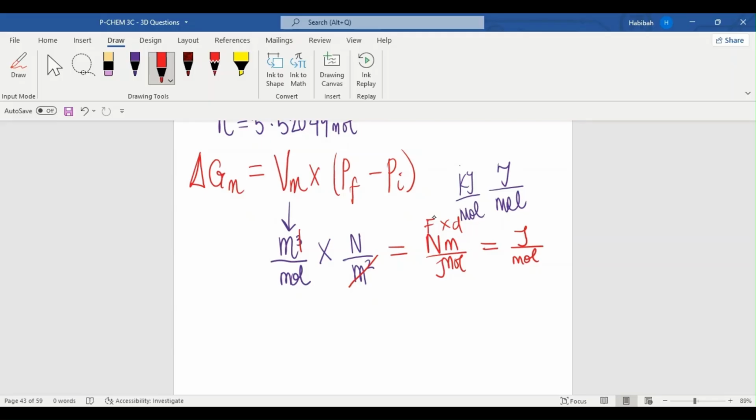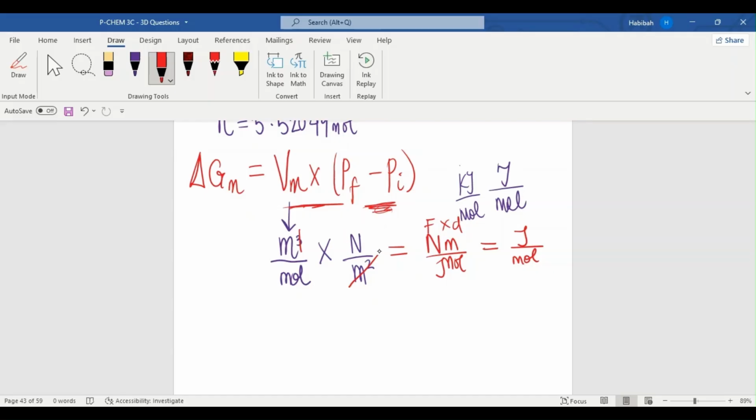What I'm telling you is that we have to convert our molar volume to meter cube per mole, as well as the pressure to be in Pascal or in Newton per meter square. It doesn't really matter. I'm just telling you that this is what we're going to use. So we're not going to be using any dm cubed, any atmospheres, any bars, or any mmHg or any centimeter cube.